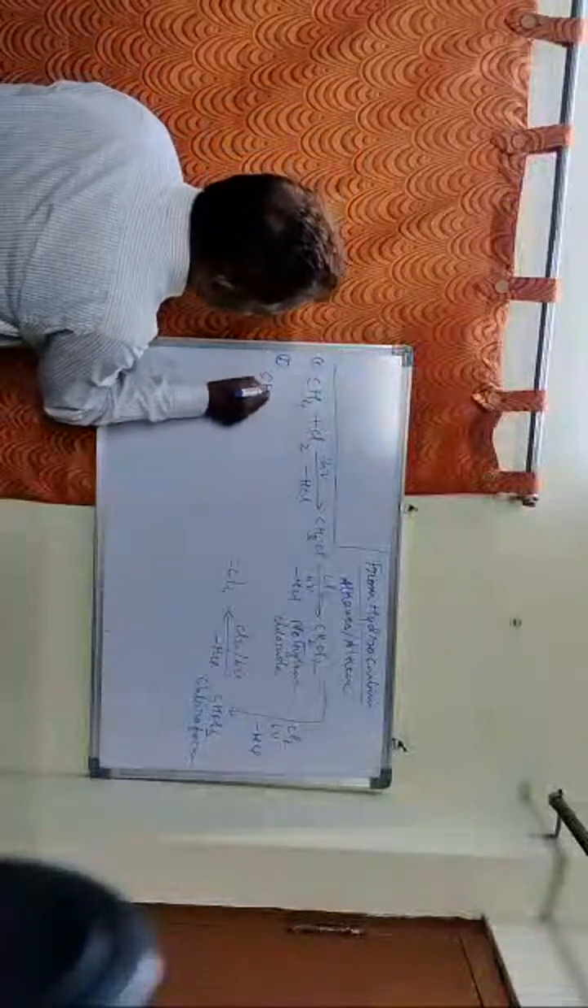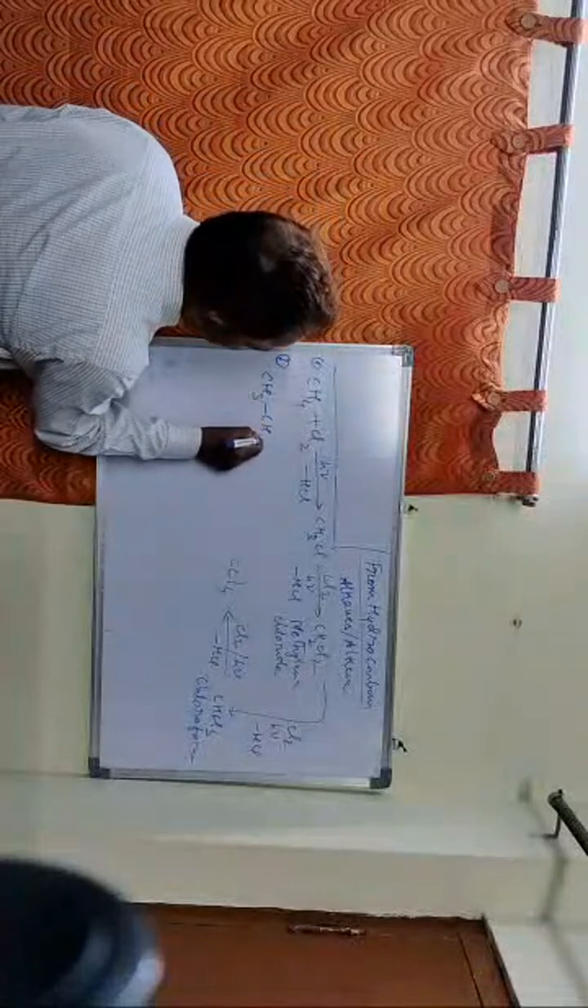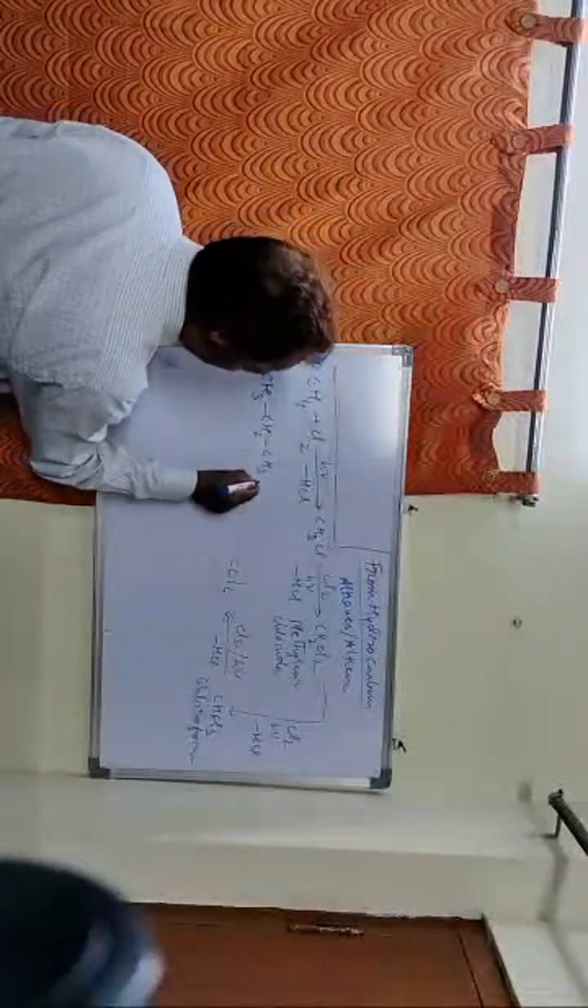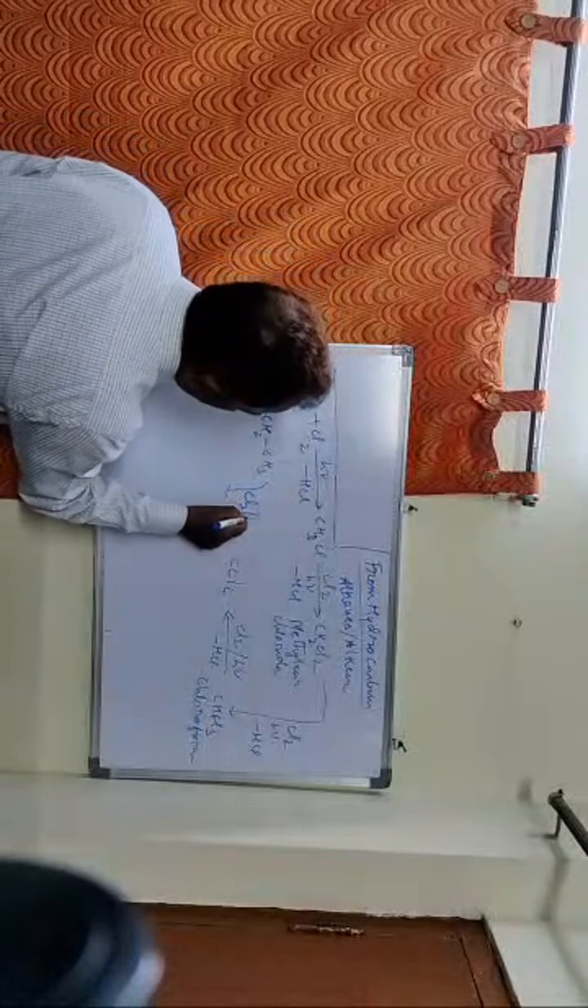Now let us see one more reaction. This is CH3CH2CH3 in the presence of chlorine and sunlight.